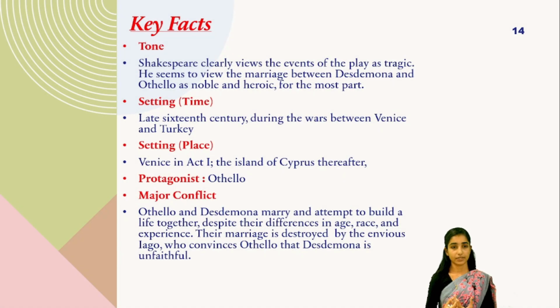And then next we shall see the key facts. In this play, Shakespeare has clearly set the tone of this play as tragic, because in the end it used to end in a tragic view, which means Desdemona and Othello got married, but they didn't live a very long life. They ended their lives very short.